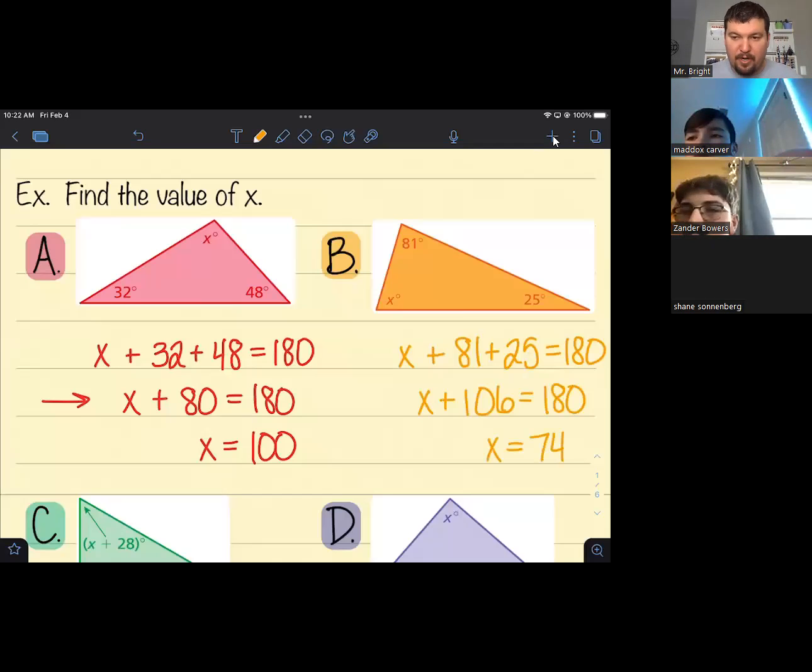Notice I'm not writing minus 106 on both sides. You can show that work if you want to, but we've solved enough equations by now that these are pretty basic equations compared to ones we've looked at earlier this year.